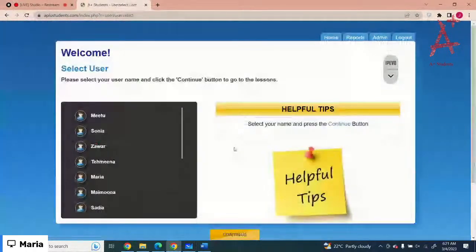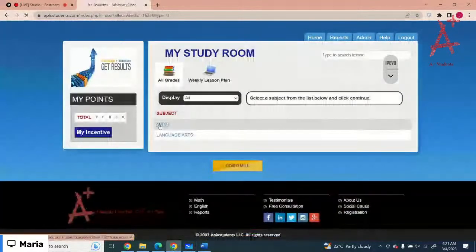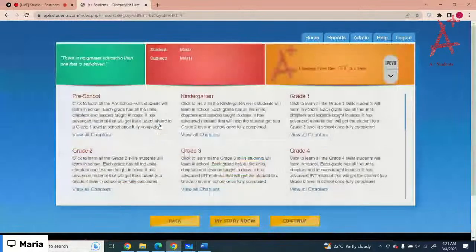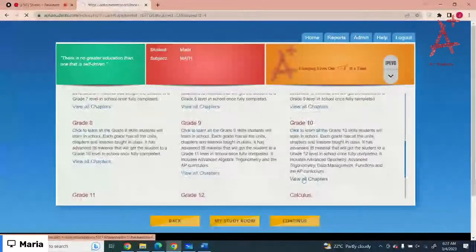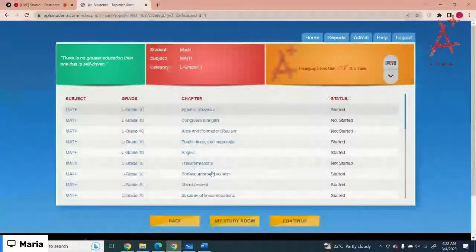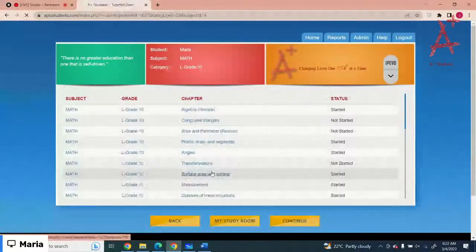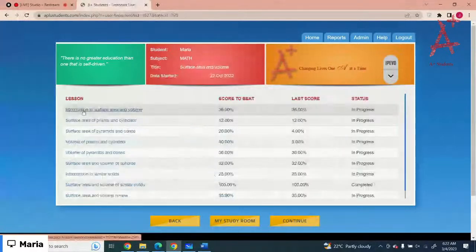You can find the lesson on grade 10 maths aplusstudents.com. You have to log in there using your email address and the password provided by the administrator. Then you have to select math from the subject tab. Scroll down to grade 10. You can follow the same steps like I'm doing. Click on view all chapters and start with the chapter surface area and volume. We're going to start with the first lesson, introduction to surface area and volume.